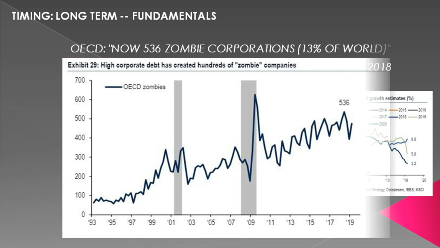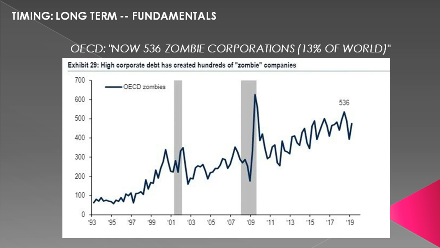Monetary policy has resulted in a number of zombie companies, according to the OECD, defined as companies with profits, that is, EBIT, earnings before interest and taxes, too low to cover interest costs. They total 536 in 2018, not far off the highs seen during the global financial crisis at 626. At 536, the number of zombie companies in the world is 13% of its total. This can't be sustained, or at least grown much further.